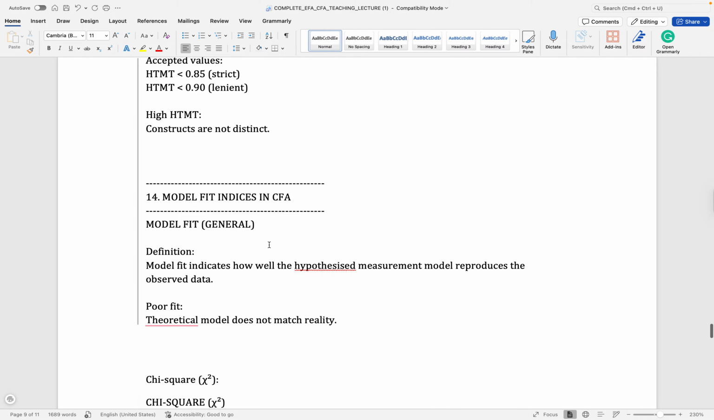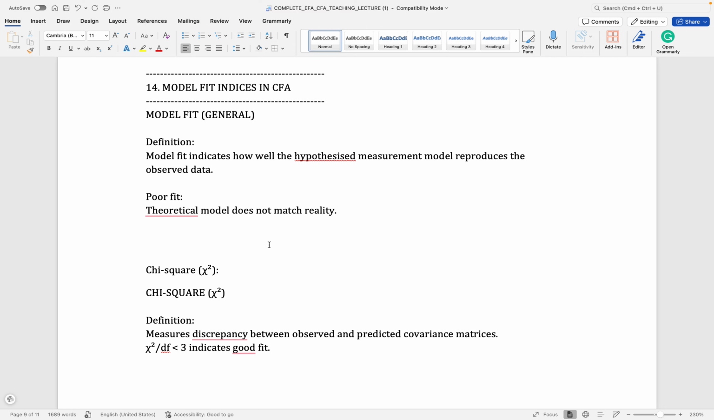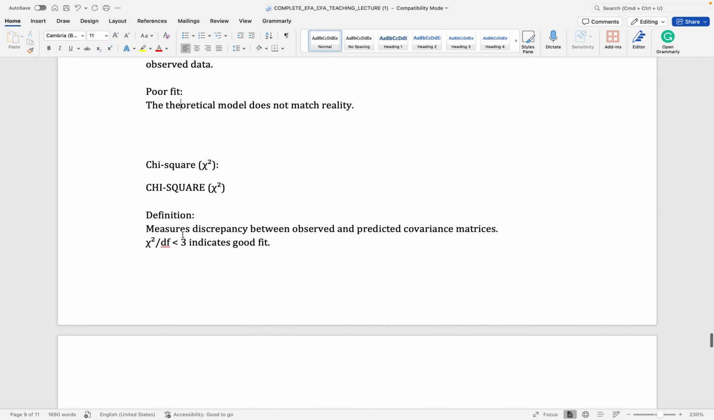So we talk about the model fit indices in CFA. Model fit indices show how well the hypothesized measurement model reproduces the observed data. Poor fit means theoretically the model does not match reality.